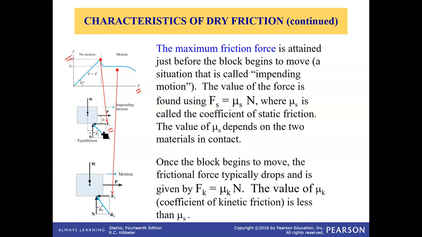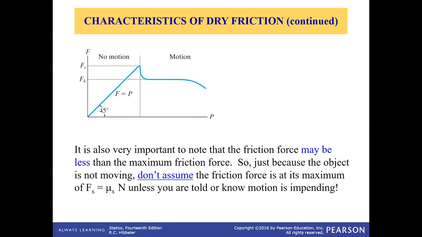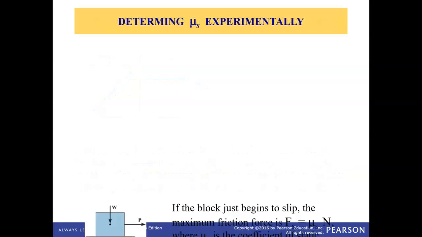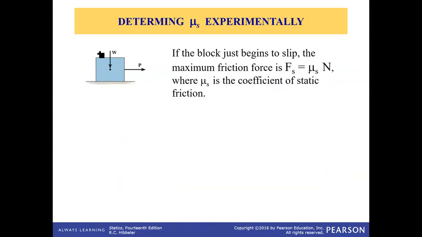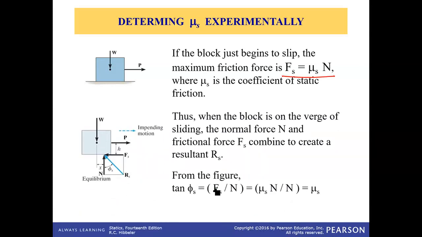Okay, and when the motion starts, this is the free body diagram where we have friction, we have normal force, and the resultant of these two is Rs, which makes angle phi with respect to the vertical line. So it's very important to note that the friction force may be less than the maximum friction force. Just because the object is not moving, don't assume the friction force is at maximum value unless you are told that motion is impending. If we need to determine this value of mu s experimentally, if the block just begins to slip, the maximum friction force Fs is mu times N, where mu is the coefficient of static friction, and we can determine this experimentally if we know the angle, and tan of that angle is mu s, this resultant force here.